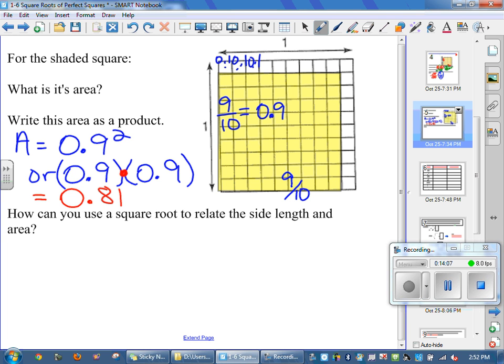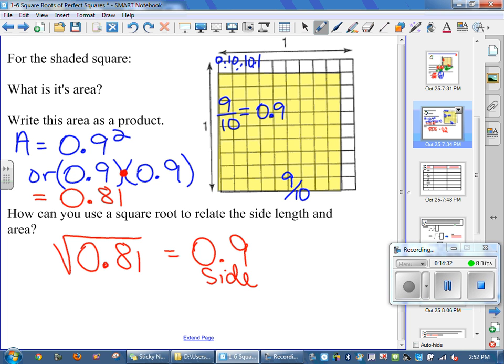Now, can we square root this? Absolutely. Let's go square root of our 0.81, and what should we get? We should get our side, right? Check it and make sure. Practice, use those fingers and use your calculators. That's right. Yes, you should get 0.9, which is our side. Okay, so we're square rooting the area to get our side. Okay? All right. Let's fill out this box now.